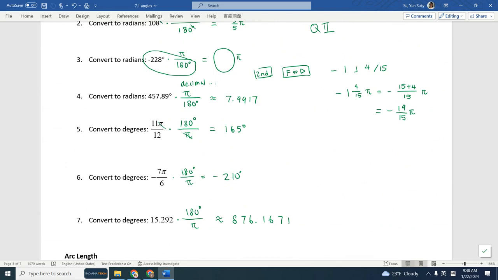Okay, so this is how we convert it to degrees. Oh, degrees. So what do I miss? The degree symbol. Everybody, when you finish your work, make sure you check. Are you in degrees? If yes, then you should have the degree symbol. If you don't have the degree symbol, it means you're in radian. Is that clear, everybody? Good.